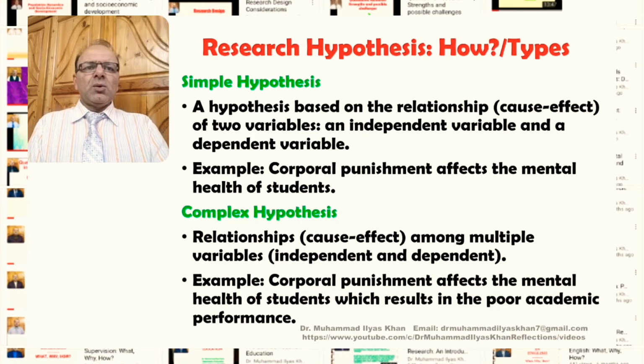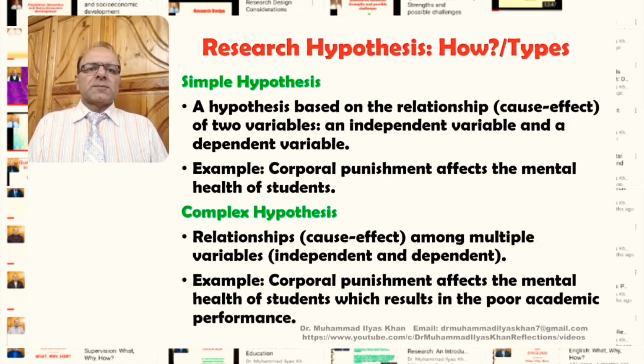Now, the types also include categorizations such as simple hypothesis and complex hypothesis. A simple hypothesis is based on a relationship, that is a cause-effect relationship of two variables, an independent variable and a dependent variable. An example of this is: corporal punishment affects the mental health of students.